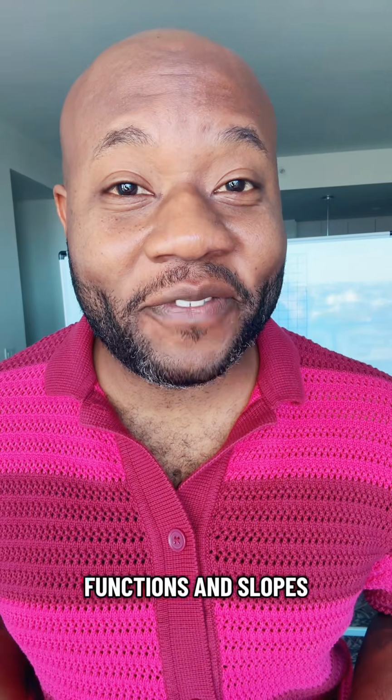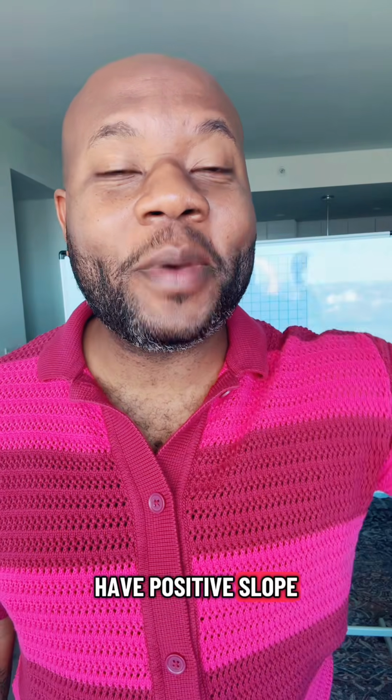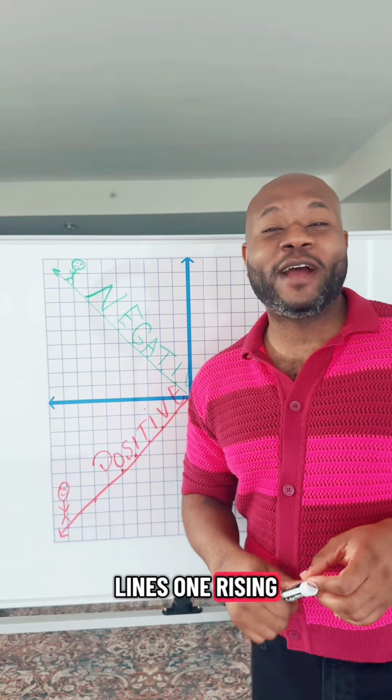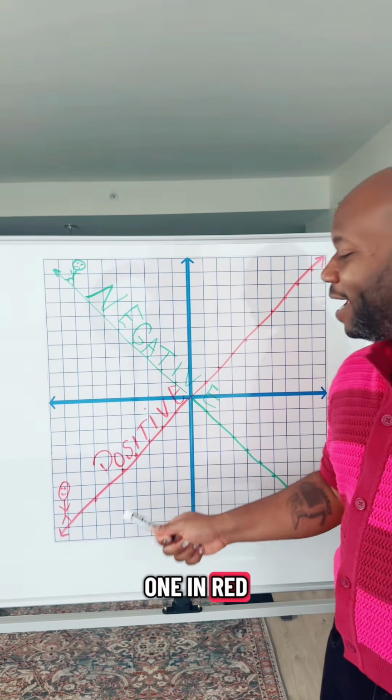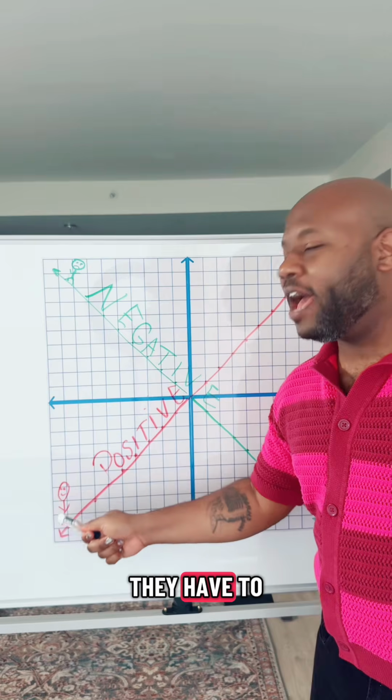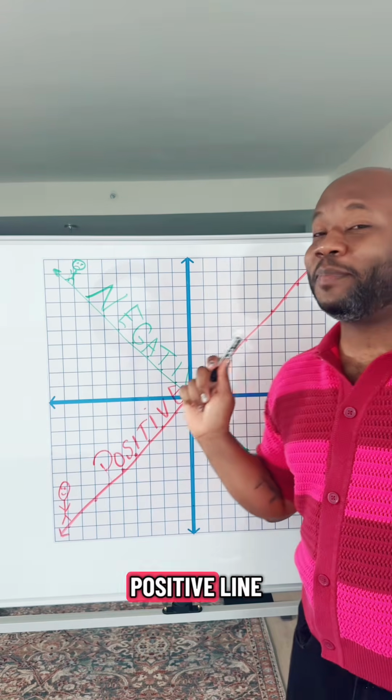Last time we talked about linear functions and slopes. We talked about how lines that rise to the right have a positive slope, and lines that rise to the left have a negative slope. We have two lines, one rising to the right, one rising to the left. The one in red, the person is at the bottom, and if we go from left to right, they have to walk up, which means it's a positive line.